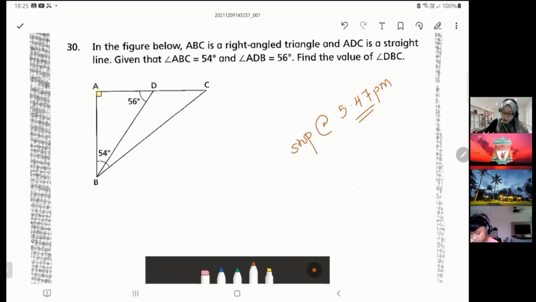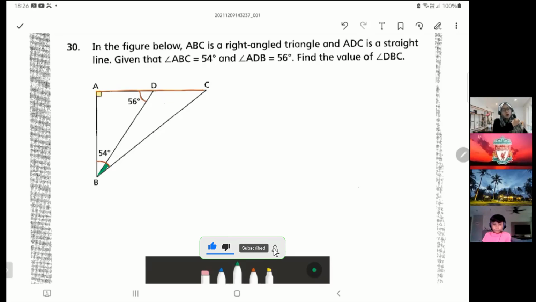This one, erase first. Okay, then ADC is a straight line. The straight line is on top here. Can you see? And you can think of the sum of angles on a straight line, 180 degrees. Given that angle ABC is 54, this arc there, 54 degrees. ADB is 56 degrees. This one is 56. Find the value of DBC. Let's color the angle that I want. This one, the green one that I want.